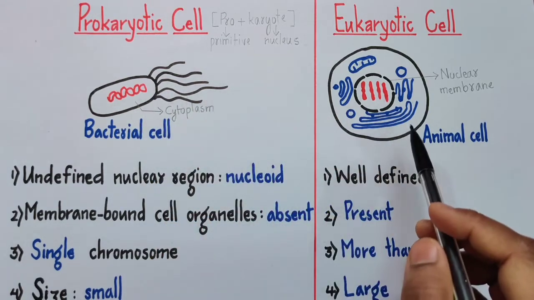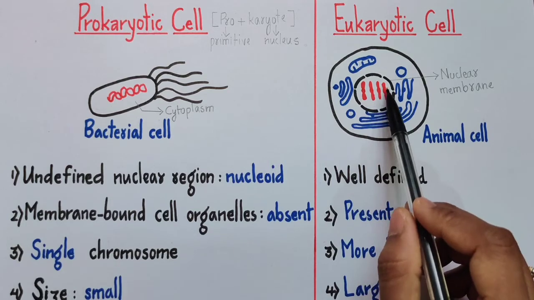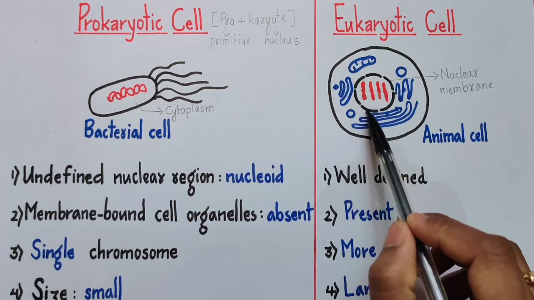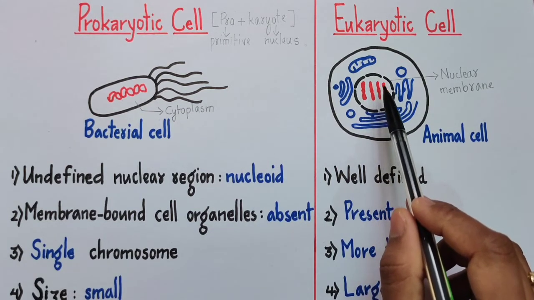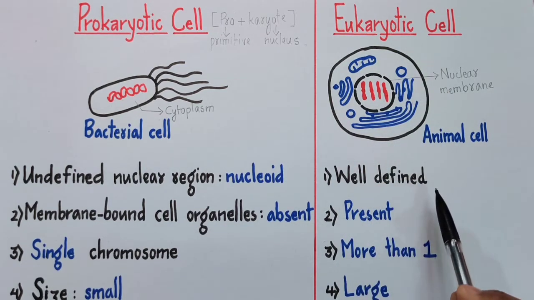What about the eukaryotic cells? If you observe over here, the genetic material is surrounded by nuclear membrane. So we say eukaryotic cells have well-defined nuclear region.